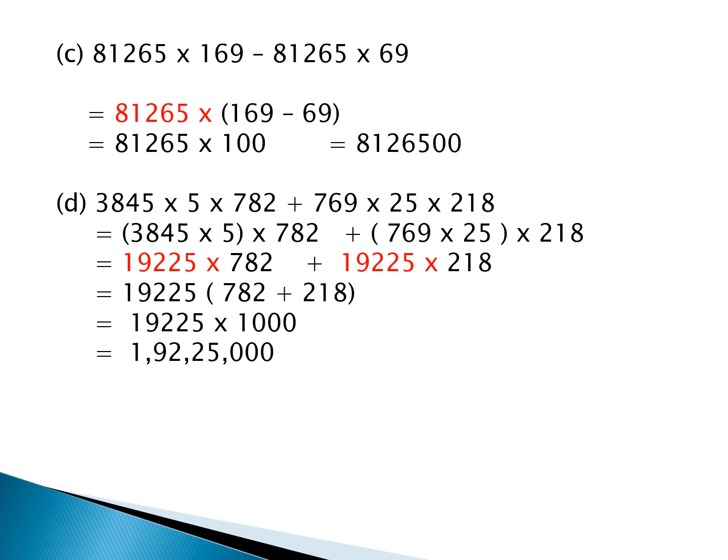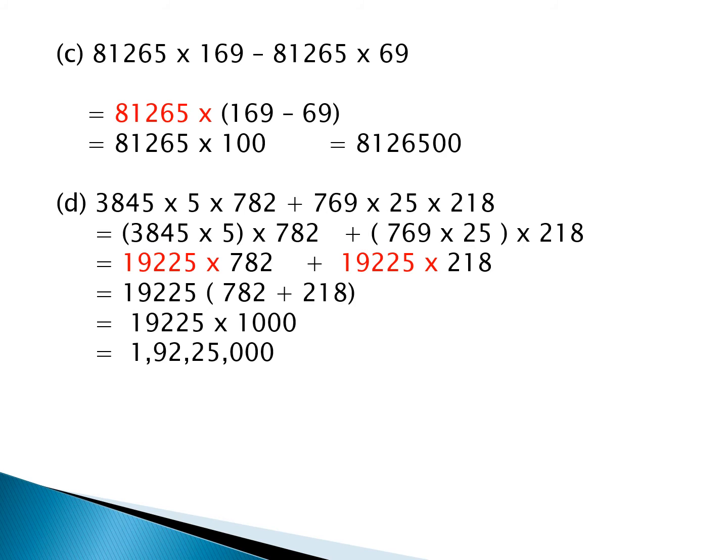Now the common things are taken outside the bracket, which are 81,265 and the multiplication sign. This is common, so they are written outside the bracket, and inside the bracket we will write 169 minus 69. After solving the bracket we will get 100. Now 81,265 will be multiplied by 100 to get 81,26,500, which is our final answer.